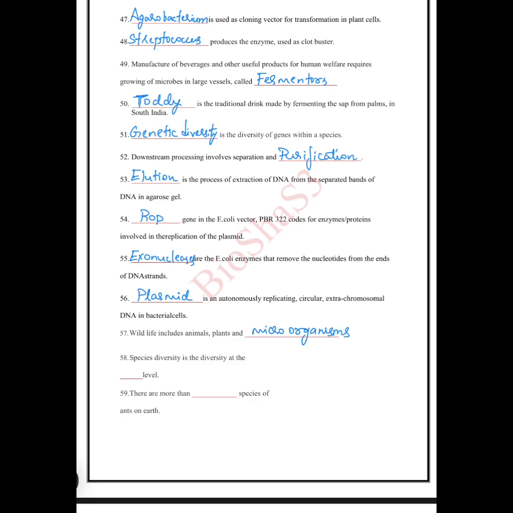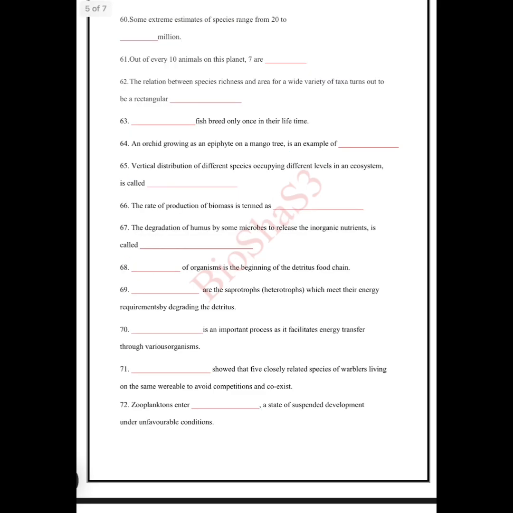Species diversity is the diversity at the species level. There are more than 20,000 species of ants on earth. Some extreme estimates of species range from 20 to 50 million. Out of every 10 animals on this planet, 7 are insects.